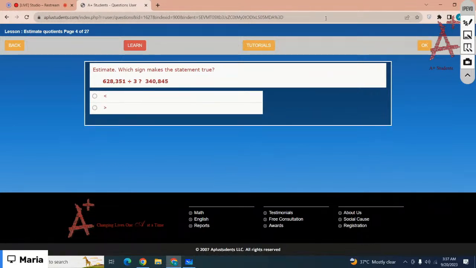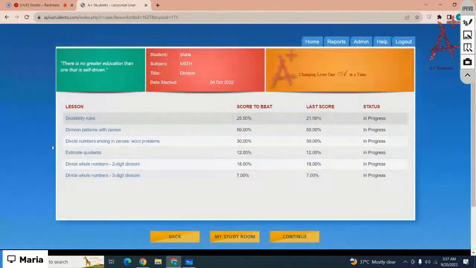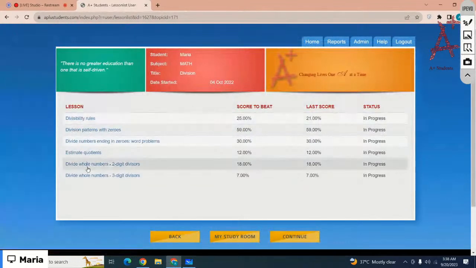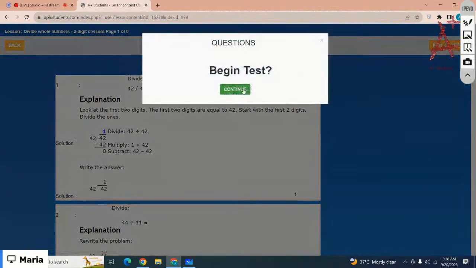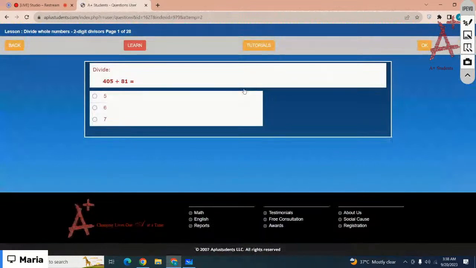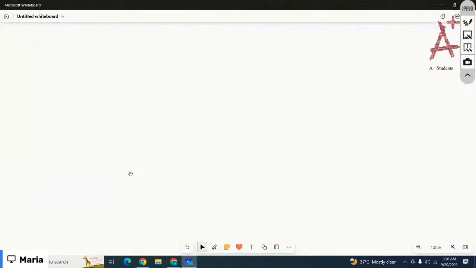Okay, estimate. You can complete the lesson by yourself later today. Let's just do some of the lessons from the long division method. That would be divide whole numbers, two-digit divisors and three-digit divisors. Both lessons are exactly the same. You just have to divide two-digit numbers and three-digit numbers, right? Let's just do some. 405 divided by 81. You have to do them using the long division method.